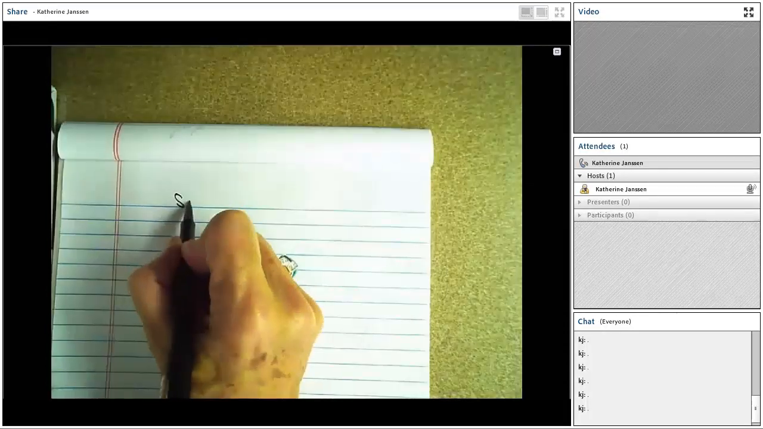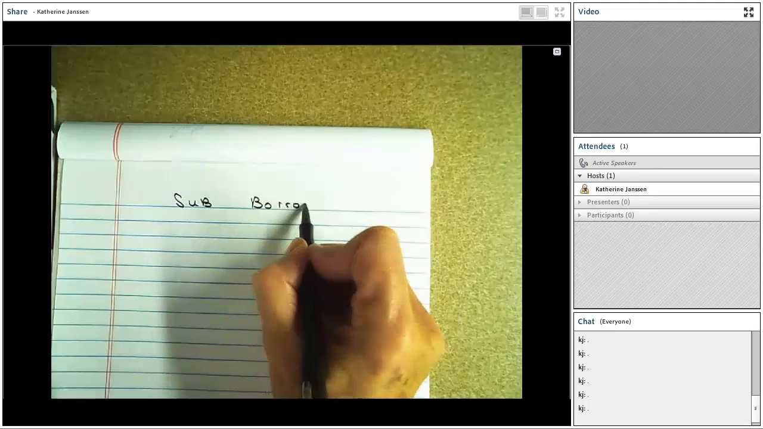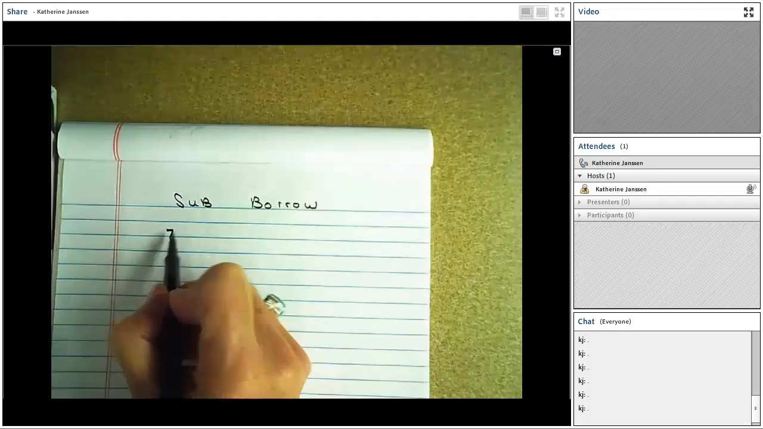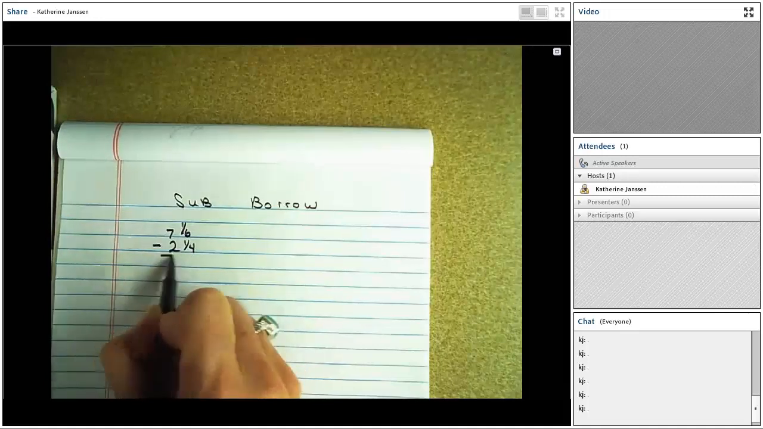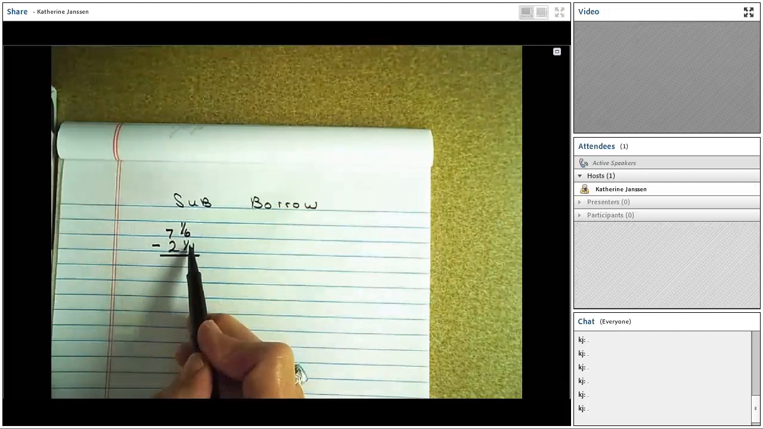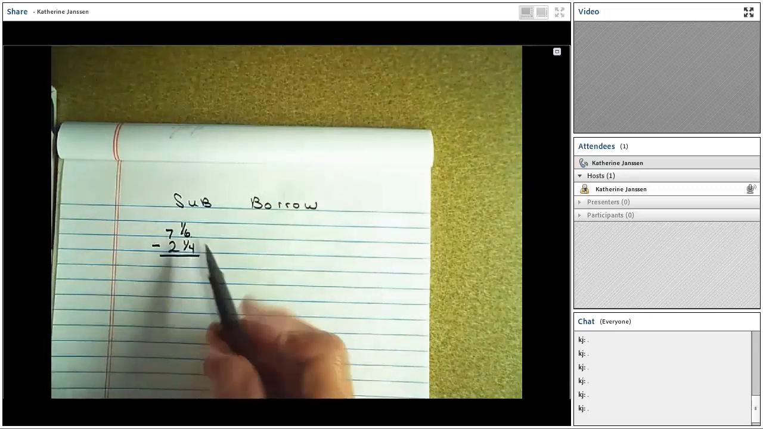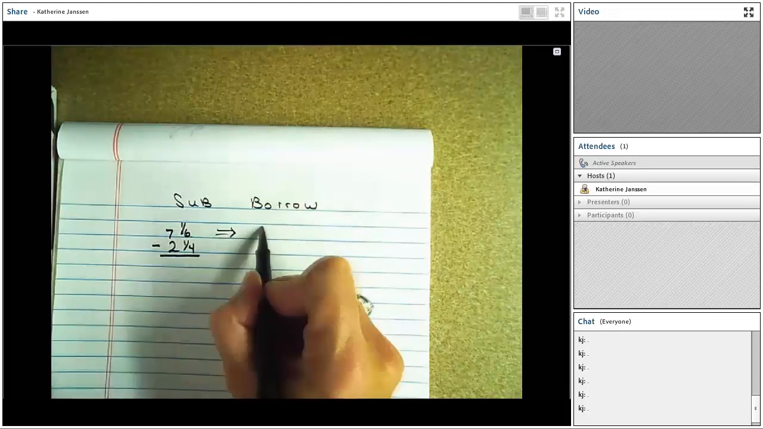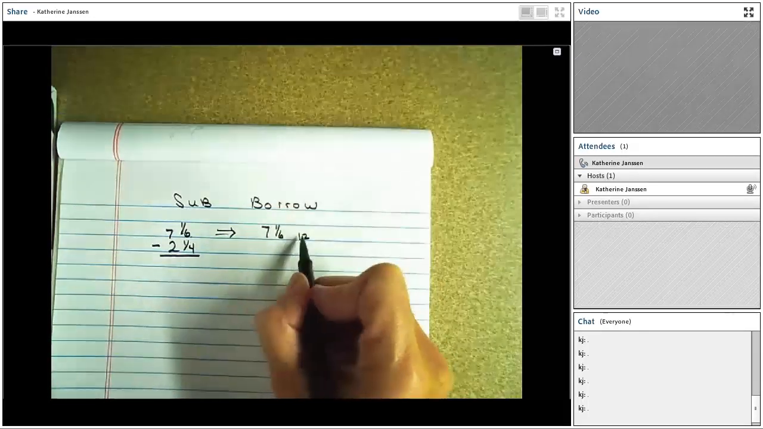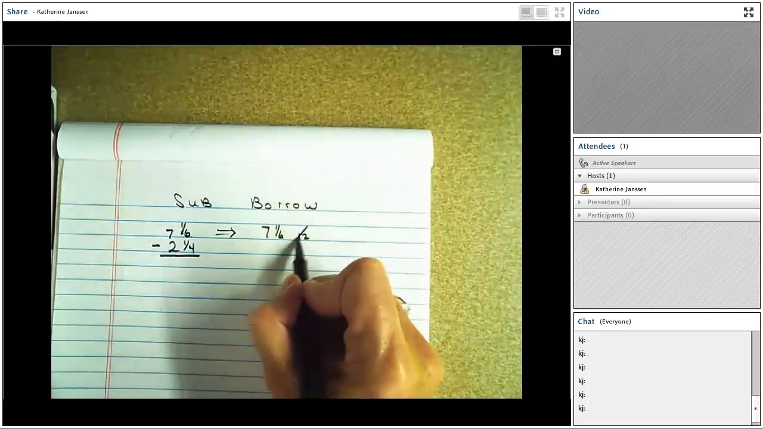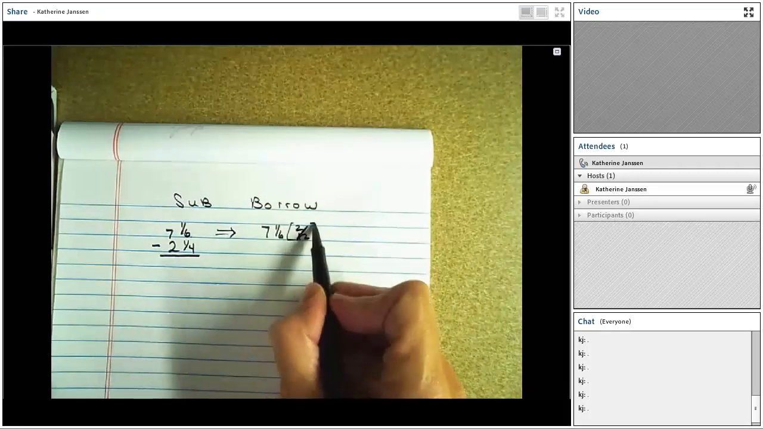Sometimes when we subtract fractions, we need to borrow. So I have 7 and 1/6, and I want to subtract 2 and 1/4. I need to find a common denominator, and 4 goes into 12 and 6 goes into 12. So we're going to convert 7 and 1/6 to 12ths. So that's going to be times 2. 6 times 2 would be 12, so I'll multiply the numerator by 2 as another name for 1.